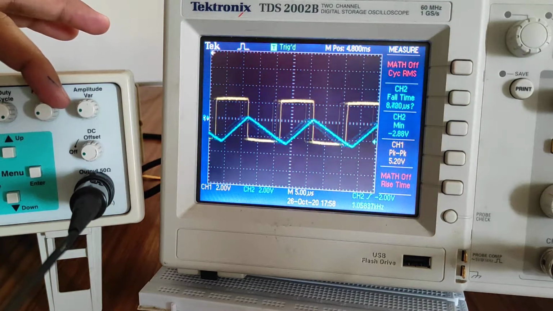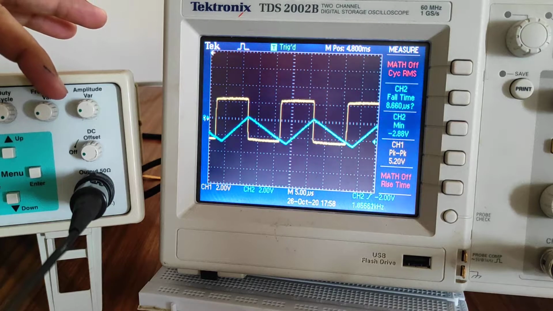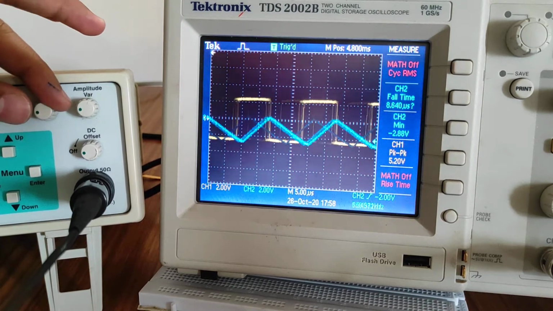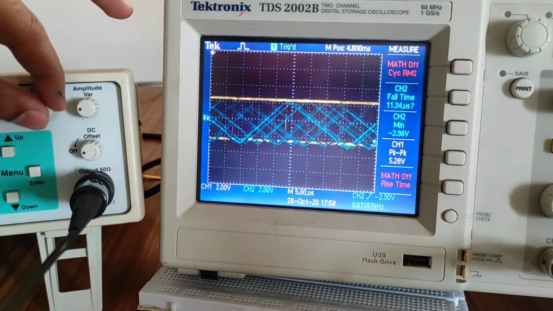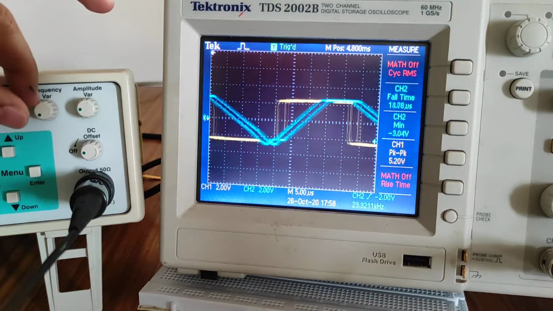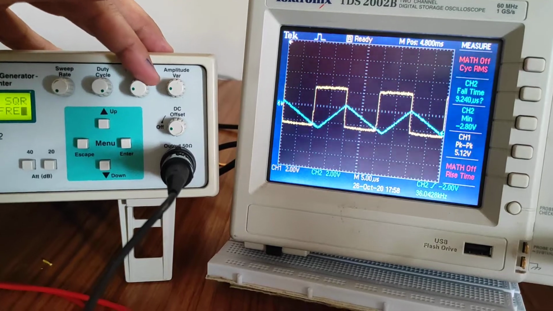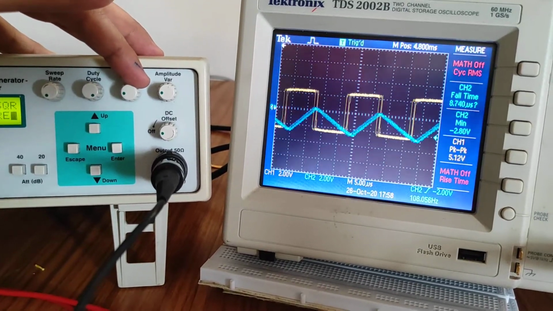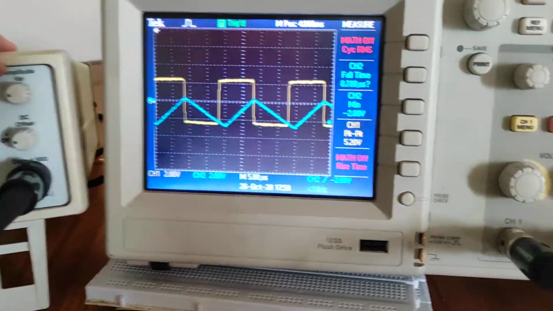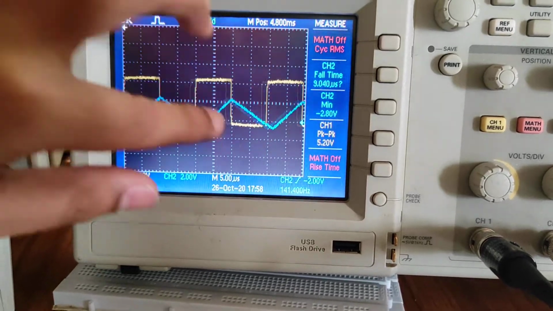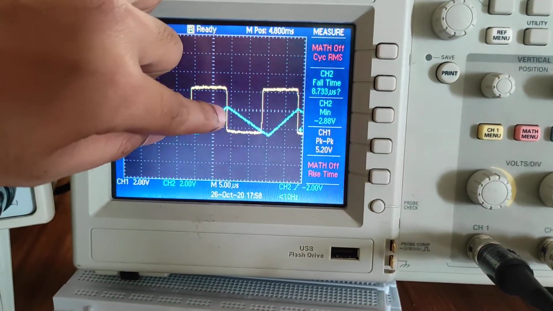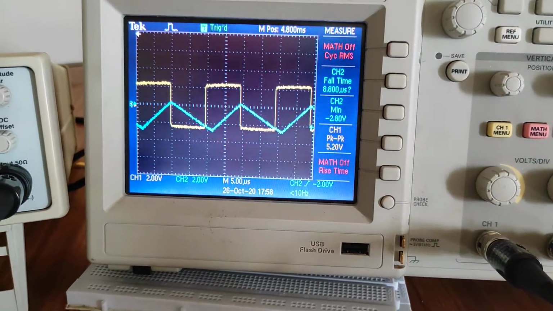So this is the effect of slew rate. If I am increasing the frequency, the output is reduced; if I decrease the frequency, the output is increased. But if I increase the frequency to around 50 kilohertz, the output has become around half. If you see, the output has been halved. So this is the effect of slew rate.